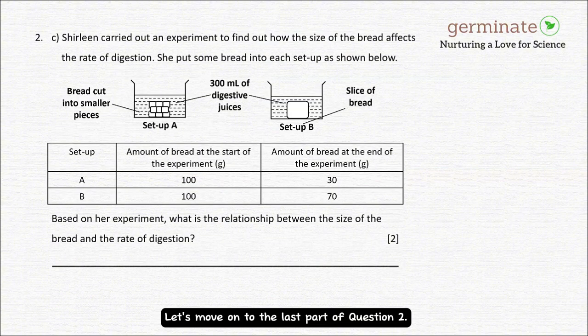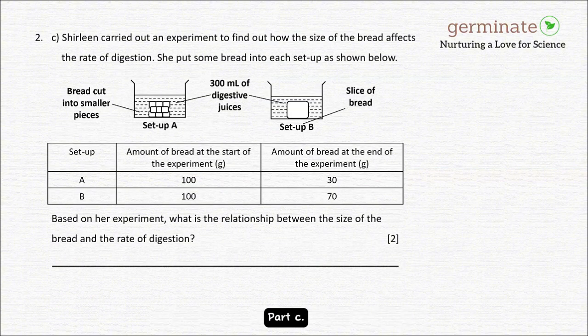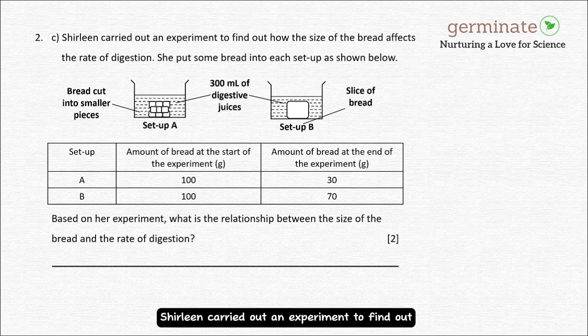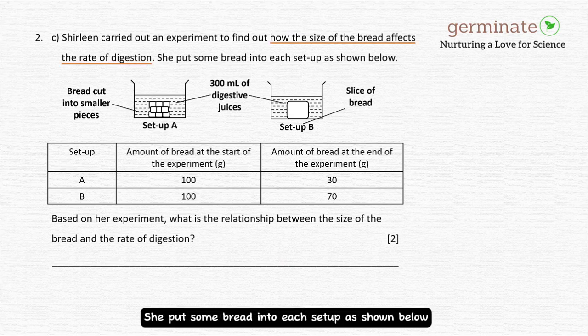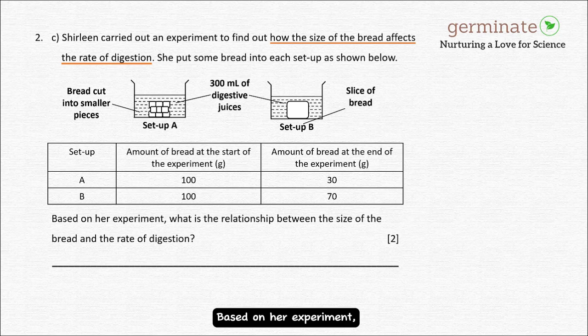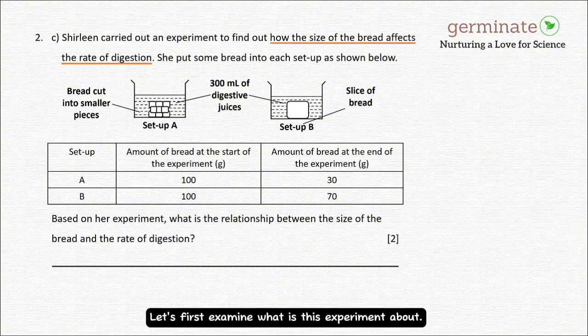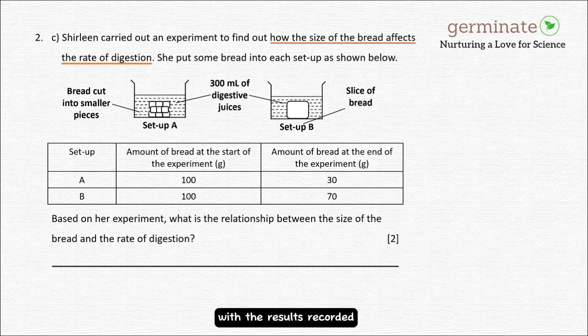Let's move on to the last part of question 2, part C. Charlene carried out an experiment to find out how the size of bread affects the rate of digestion. She put some bread into each setup as shown below. Based on the experiment, what is the relationship between the size of bread and the rate of digestion? To answer this question, let's first examine what this experiment is about. Let's take a look at the table with the results recorded.